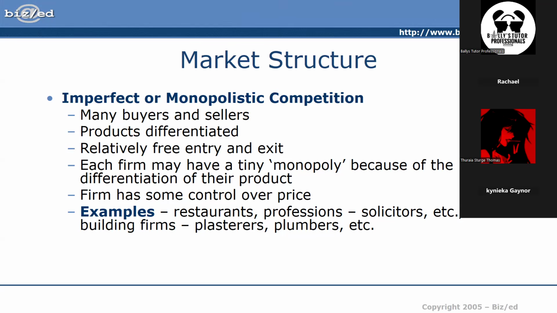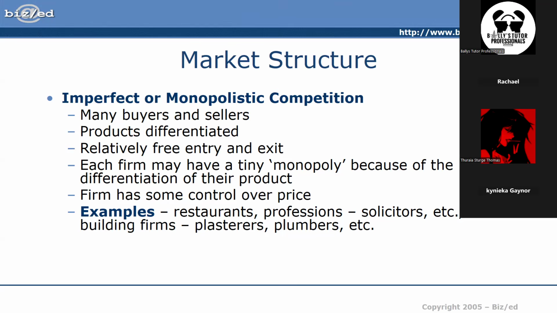Each firm may have like a tiny monopoly because of the differentiation of their product. So monopoly is when there's one seller only, right? Let's look at the fried chicken example. A lot of people are selling fried chicken. So the products are similar. But KFC is the only company that sells KFC fried chicken. So technically, they have a monopoly over KFC fried chicken. Church's Chicken is the only company selling Church's Chicken fried chicken. So technically, they have a tiny monopoly on Church's Chicken fried chicken, and so forth.